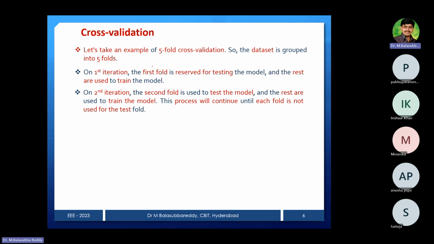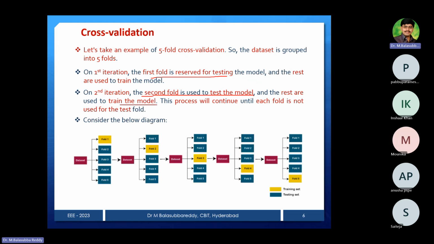Only the first fold is reserved for testing, and the rest are used for training. In a similar fashion, in the second iteration, the second fold is used for testing, and the rest is used for training the model. So this way we have to do it consecutively. You can see the diagram, it is easy to understand.